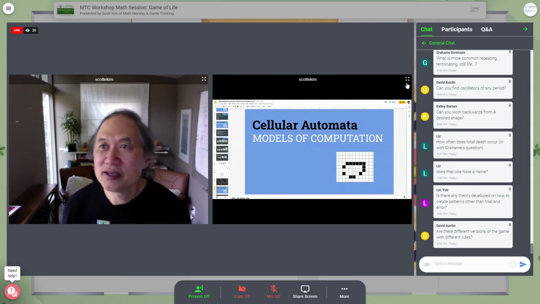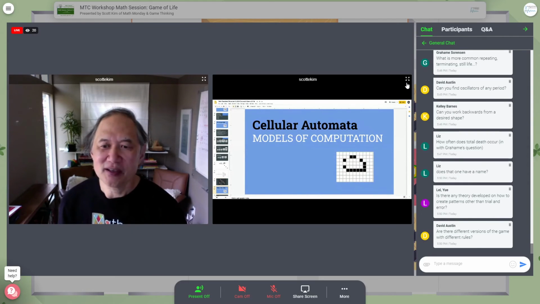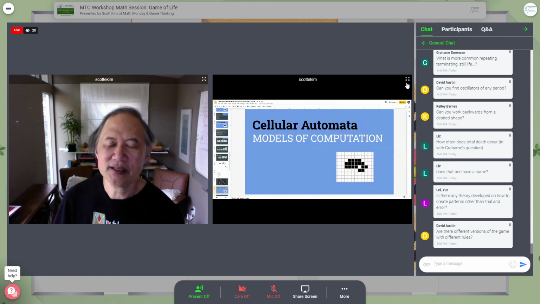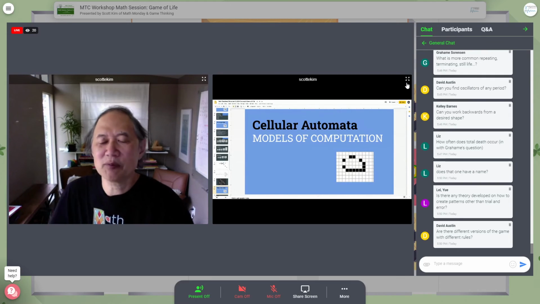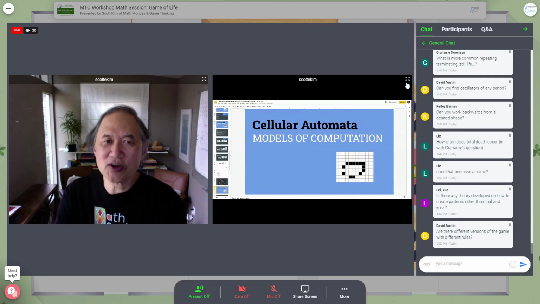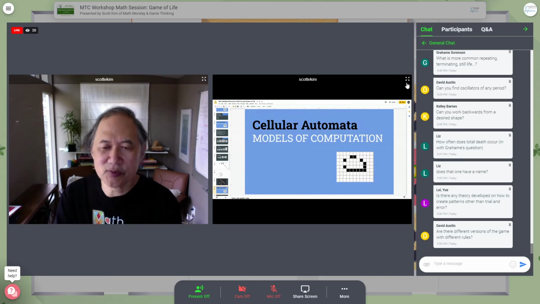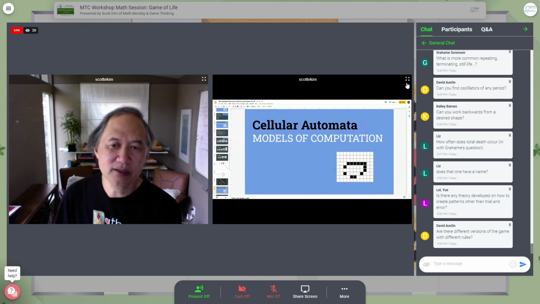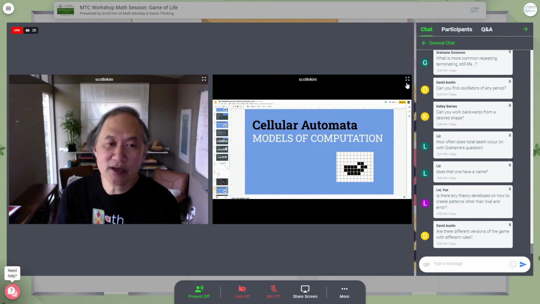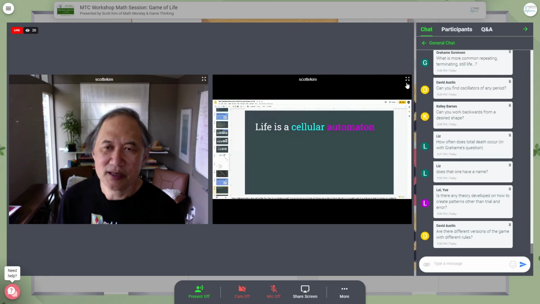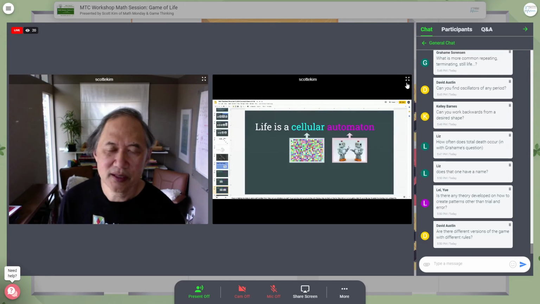Now, I want to talk briefly about some of the theory behind it. Life is an example of a cellular automaton. A cellular automaton in general has a grid of squares, and each square can have some number of states. And then there are rules for how the universe changes from one state to the next. Of course, it could be just on a line. It could be three-dimensional. It could be on a hexagonal grid. It's called an automaton because it acts automatically.